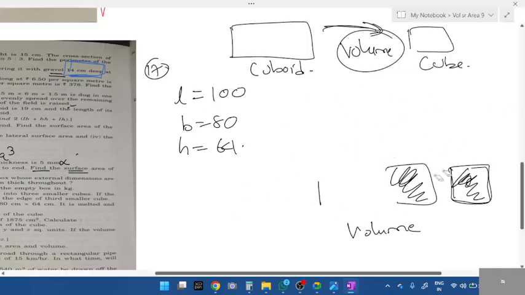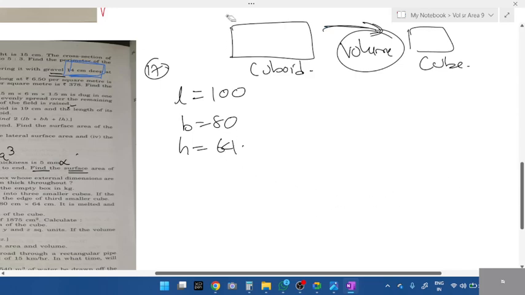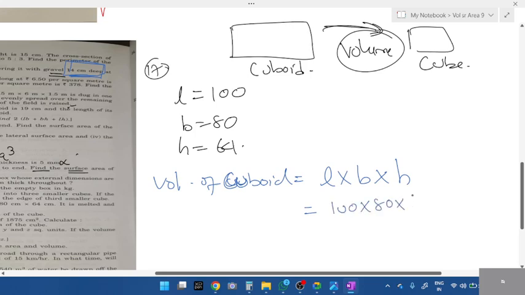Volume is important. First, let us find the cuboid volume. What is the volume of cuboid formula? Length into breadth into height. This volume will be the same for both. We'll find the volume of the cuboid and use the same value for the volume of the cube. Okay, 100 into 80 into 64. Calculate this.